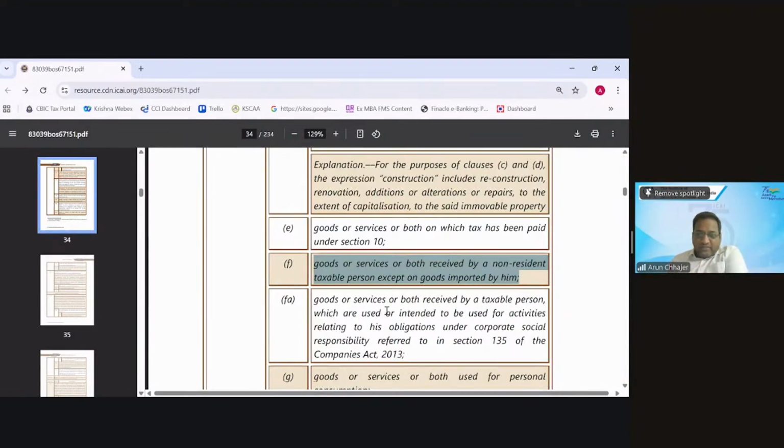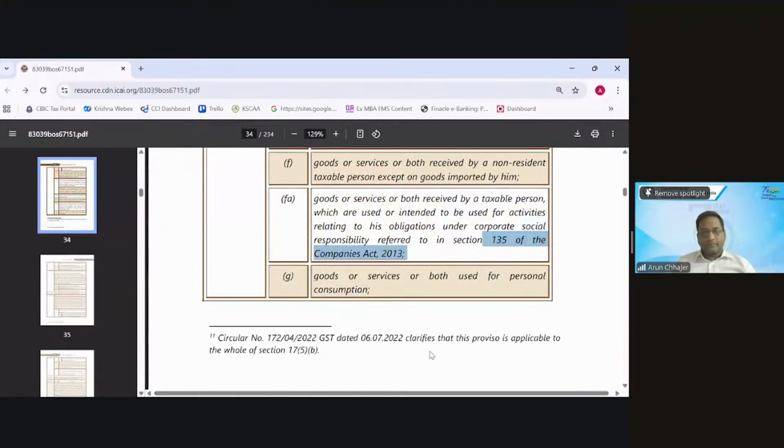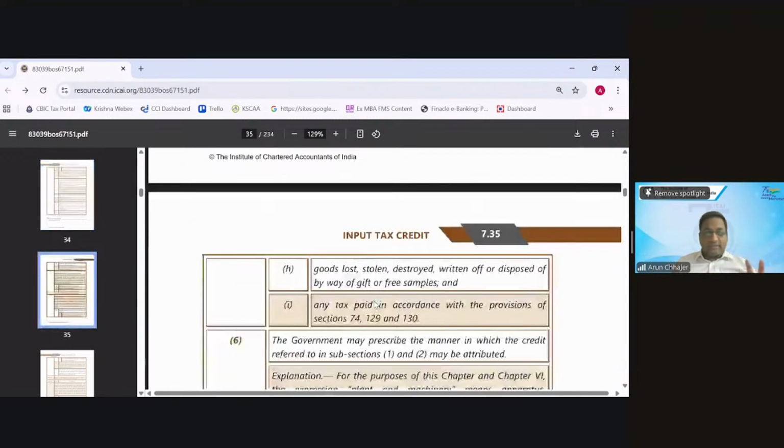Goods or services or both received by the taxable person, which are used or intended to be used for CSR, corporate social responsibility. They have given the reference of the Companies Act. So if someone has incurred expenditure on CSR, then ITC will not be allowed. Again, goods or services for personal consumption, ITC not allowed. These are very simple clauses. Now this we will discuss in detail.